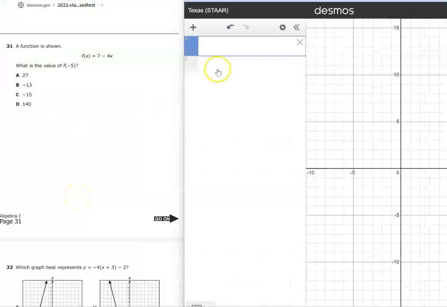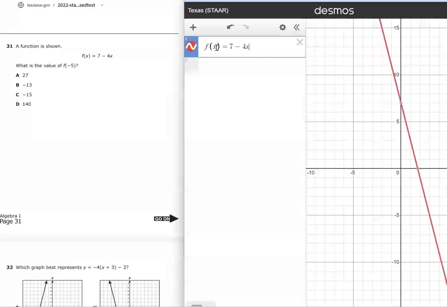To do item number 31, first type the function exactly as it appears into one line on your calculator. So f of x equals 7 minus 4x. And this type of item is extremely simple. They don't really need the graph at all. They simply use the function notation and type in the number -5 in parentheses, and it will basically substitute in that -5 and evaluate for them. So the correct answer was 27, answer choice A.